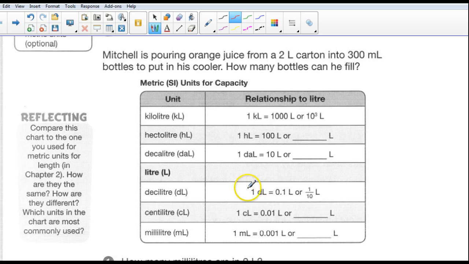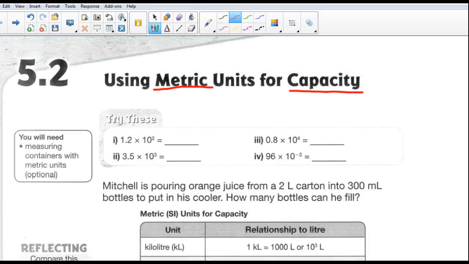Then a deciliter is 1/10 of a liter. A centiliter is 1/100th of a liter, and a milliliter is 1/1000th of a liter. Now, we've heard of a milliliter. We use milliliters all the time because things that you buy, if you want to know how much they are, a can of Coke or a bottle of Coke or a juice box or chocolate milk is usually given in milliliters.